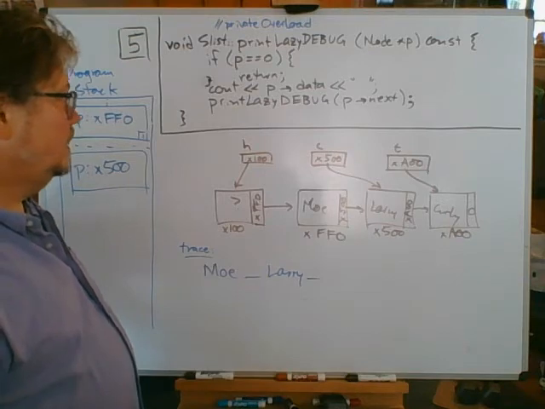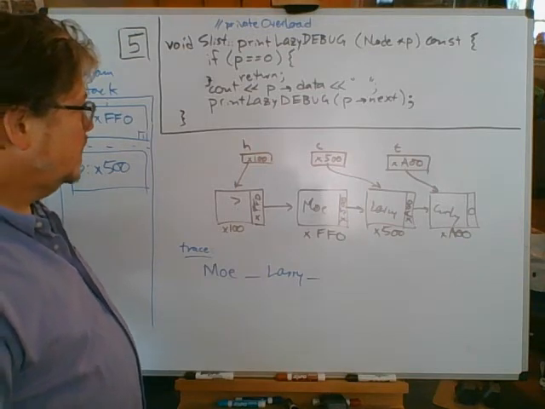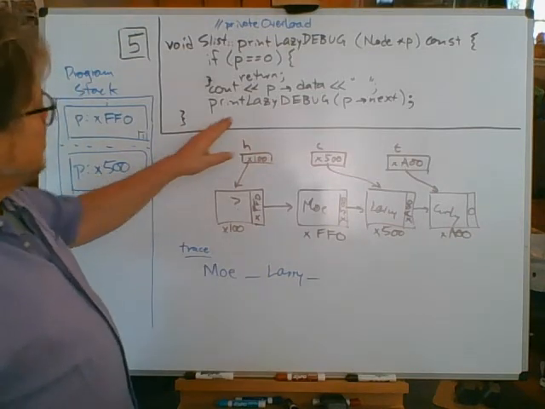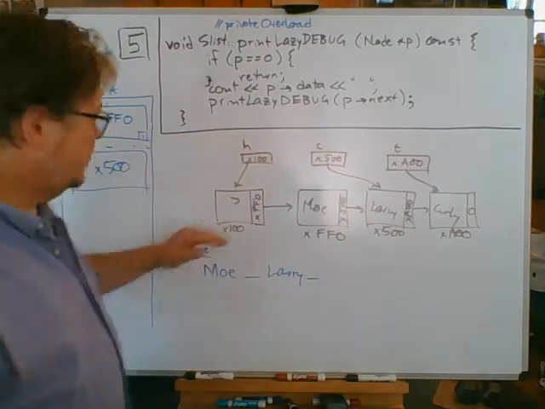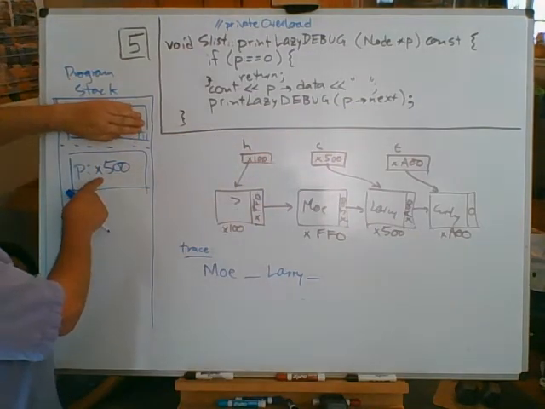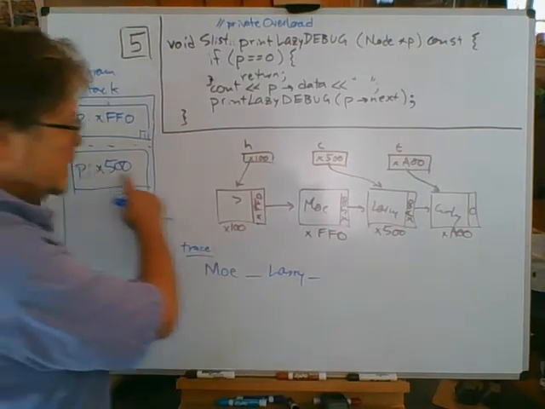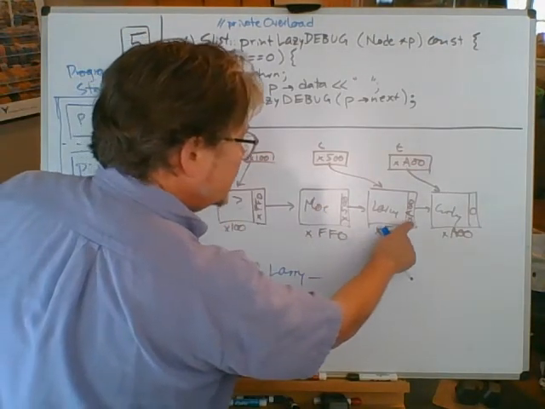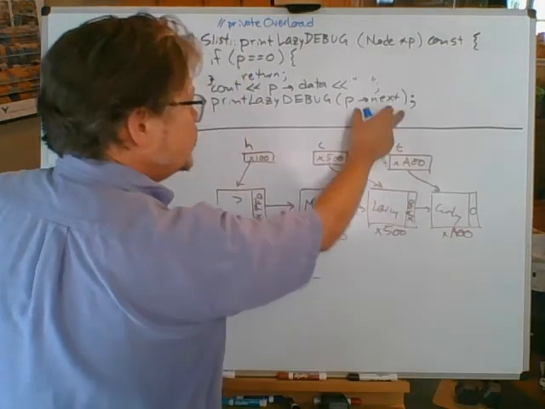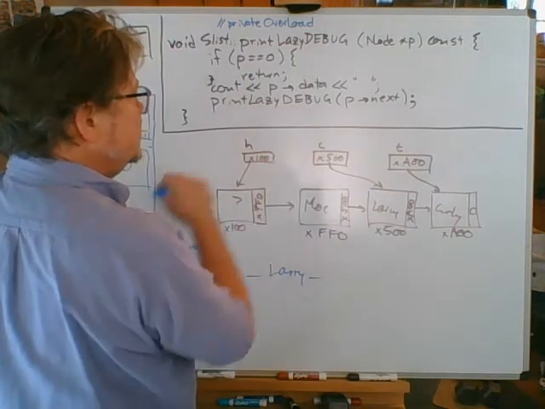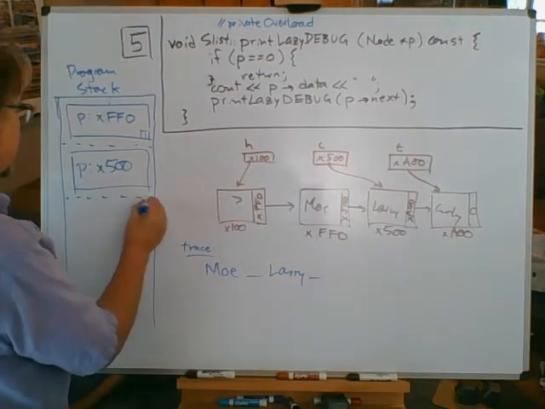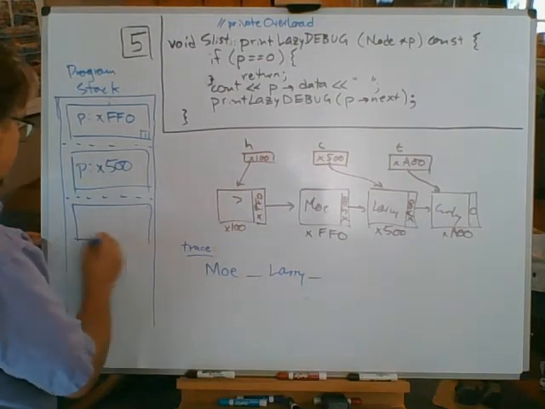Oh, look, it calls another function. What function is that? Well, it's a function called print lazy debug. It's passing in as its parameter value p, which is hex 500, p arrow next. Hex 500 arrow next is hexadecimal A100. So we're passing in hexadecimal A100 to a function called print lazy debug. Brand new function, brand new stack frame, incoming.